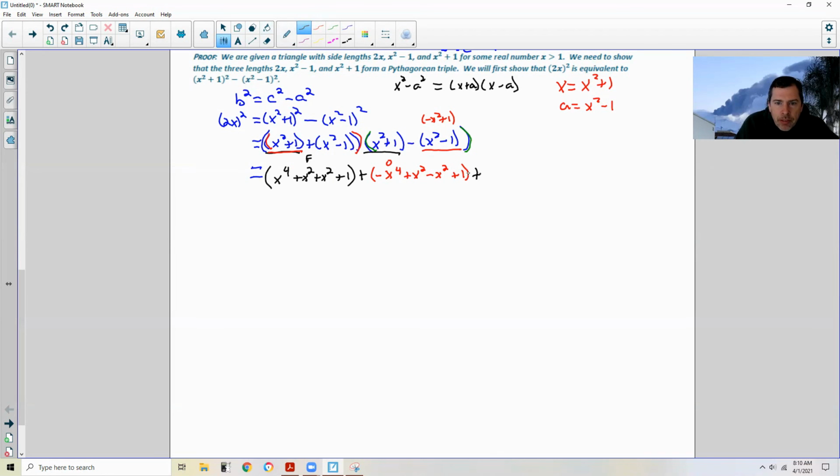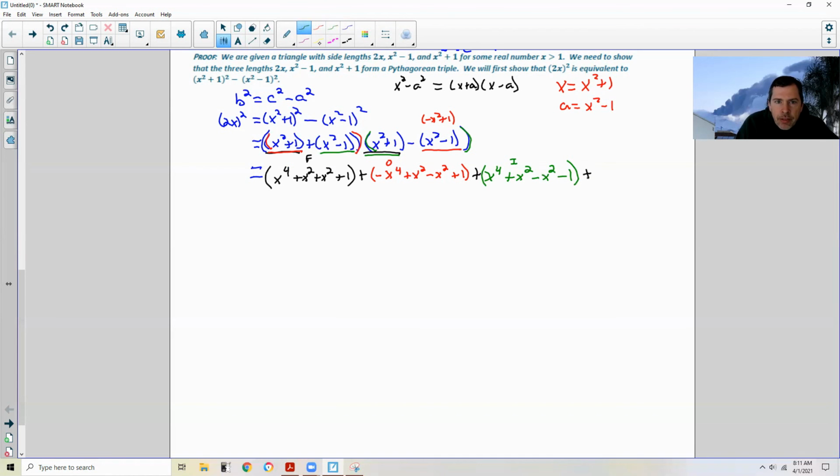And then I'm going to say plus. Switch to green. That was the outer. Now I need to do the inner. Inner will be this and this. X squared times x squared is x to the 4th. Okay. First times last is outer. X squared times 1, which is x squared. Inner is negative 1 times x squared, which is minus x squared, times last, which is negative 1 times positive 1, which is negative 1.